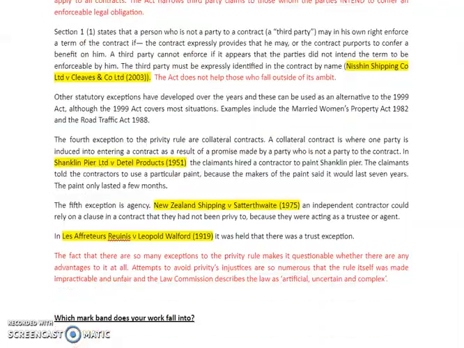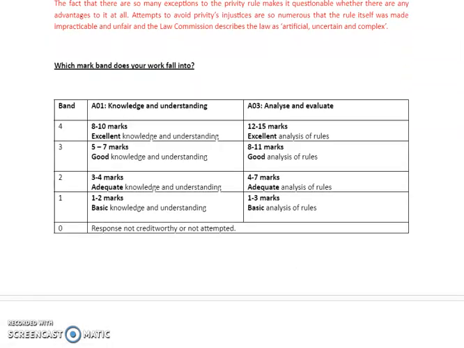I'm just going to scroll down to the bottom here because you perhaps saw this mark band grid at the bottom. Now this is for the EDUQAS exam board. If you're with a different board, you can just disregard this. Remember that whatever exam board you're with, the law on privity is the same. So the cases, the facts, the evaluation is all the same.